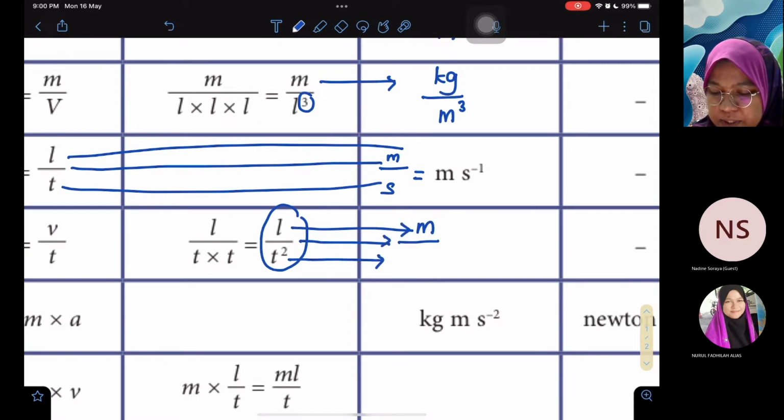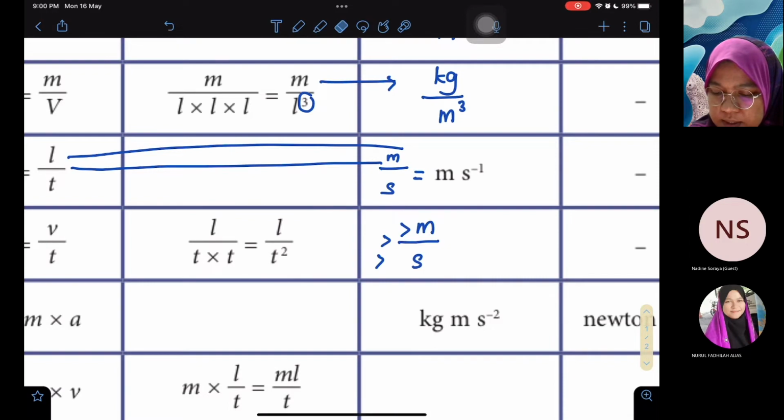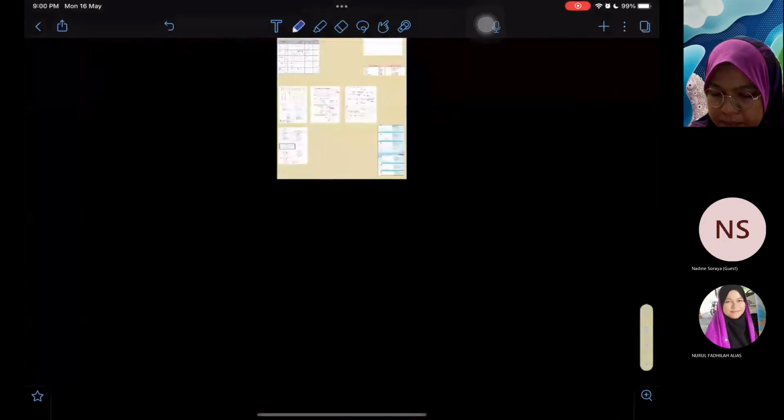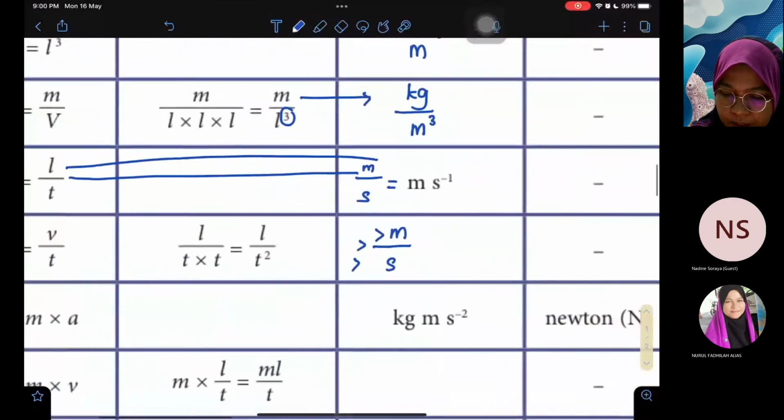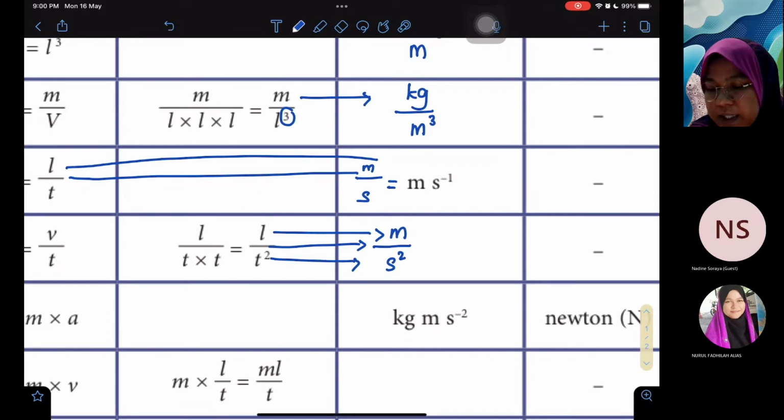And time, what is the unit? Second. So here we square it, right? Okay, so we square it here. Oops, I erased it. Okay, so we square it. So that's what we get. That's how we get the unit for acceleration, meter per second square.